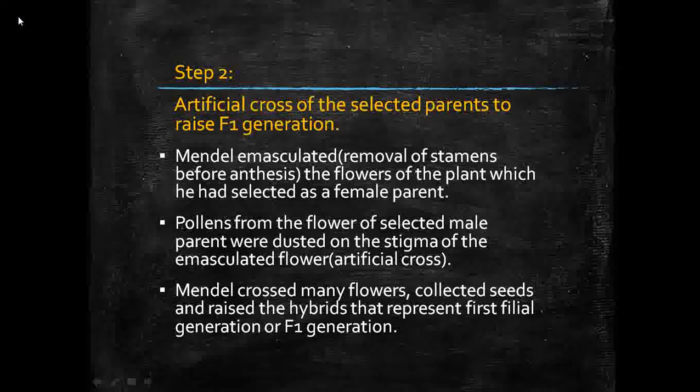And then Mendel crossed many flowers in this way, collected the seeds from those plants and raised the hybrids that represent the first filial generation, the F1 generation. So in this way artificial crossing is done for obtaining the F1 generation.